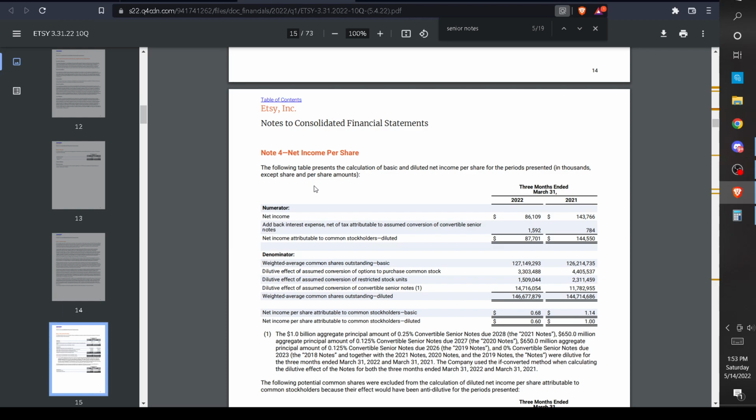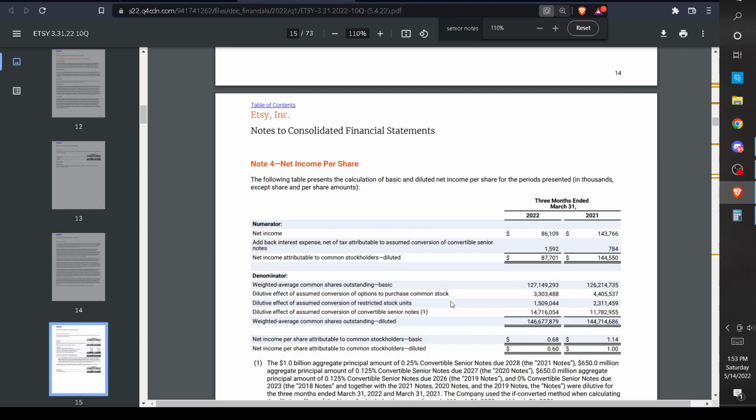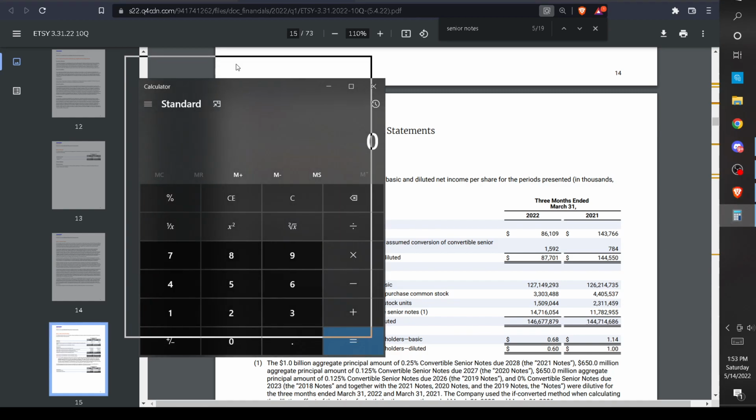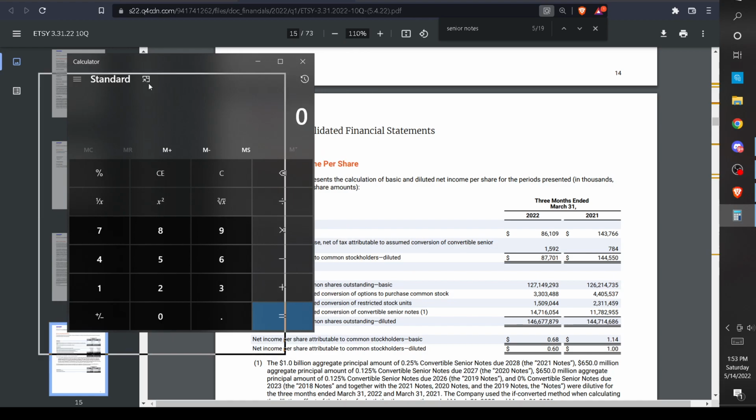Basic earnings per share is essentially just this net income figure divided by the weighted average common shares outstanding. And then we get this net income per share attributed to common stockholders, basic. And then there's this net income per share attributed to common stockholders, diluted. Now, let me zoom in on this so you guys can see a little bit better. So I want to prove this to you. I'm going to pull out this calculator right here, and we're going to calculate earnings per share.